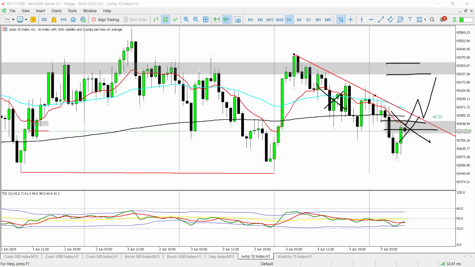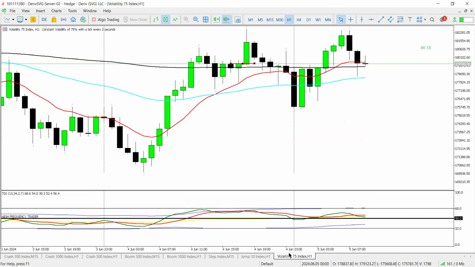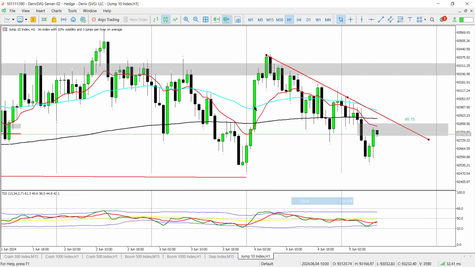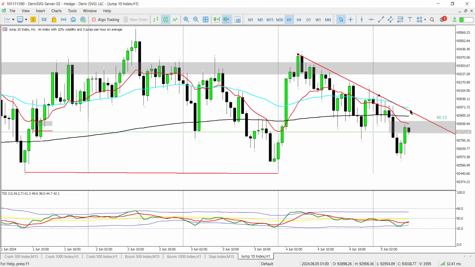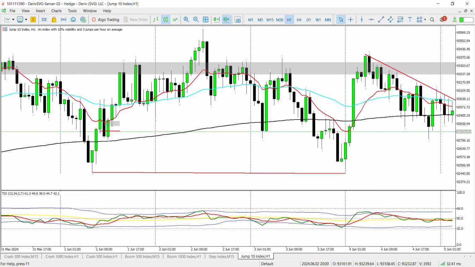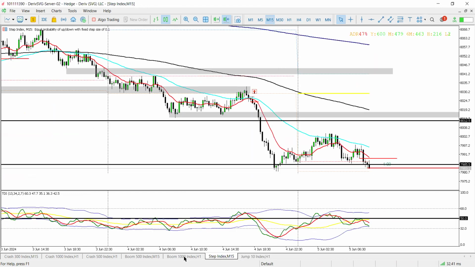I don't think I'll take a trade here, but I'd love to watch what price does between this level and this level. Then V75, I'm not really going to look at it. I had just put it there yesterday. I was backtesting with someone, so I just threw it there, but I won't be trading that one. So I think that's it from me today.